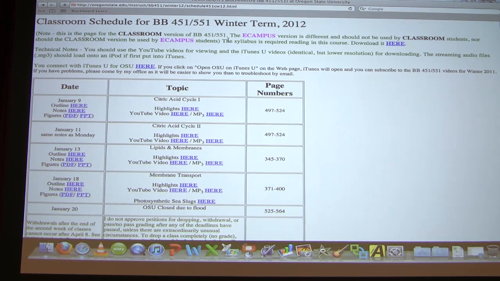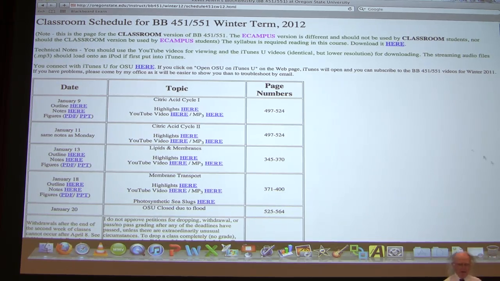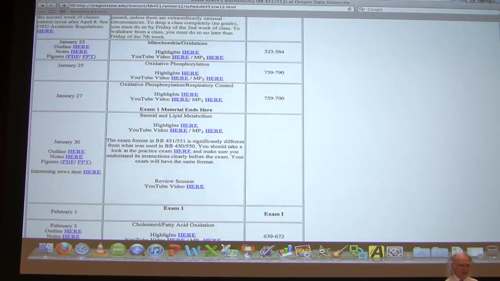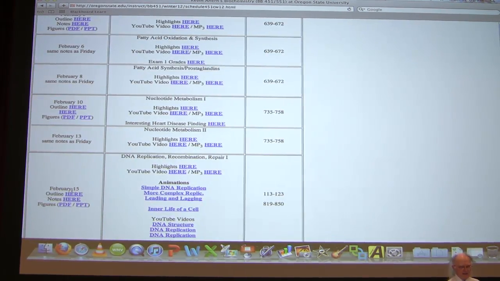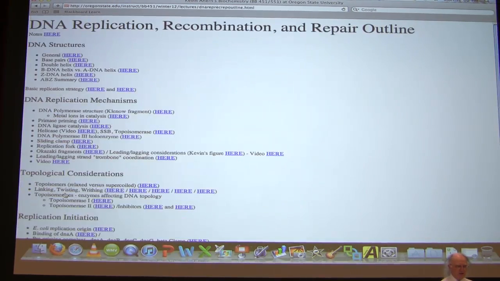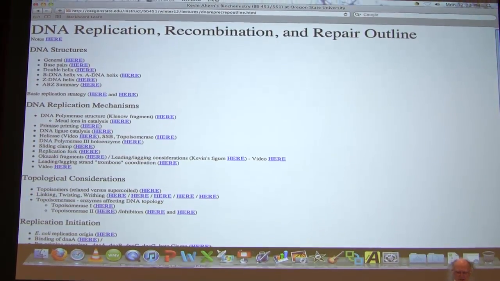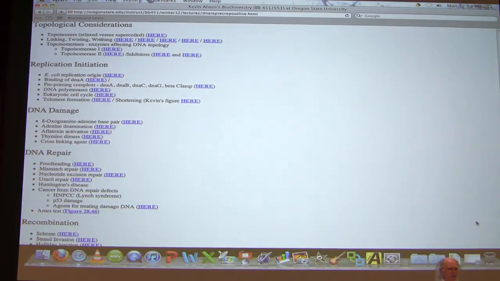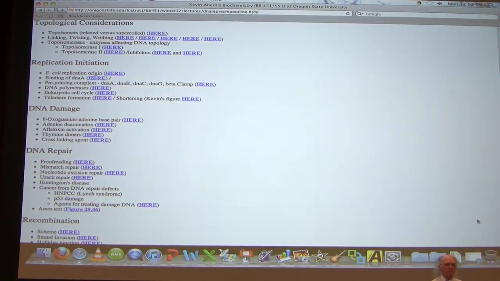Okay, so last time I talked about DNA repair, and I'm going to finish up DNA replication today and say a little bit about repair and recombination, most likely. So we'll see how that goes. But wherever I finish today, that is where the exam material will stop.